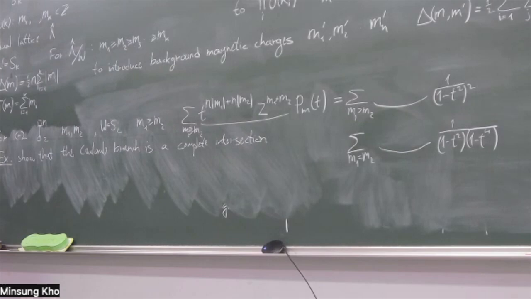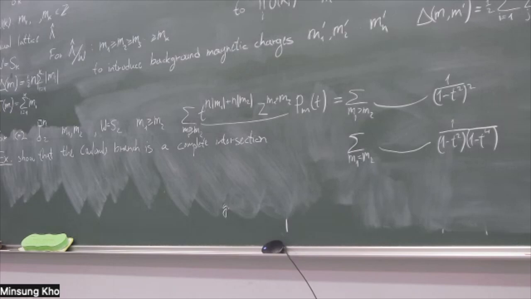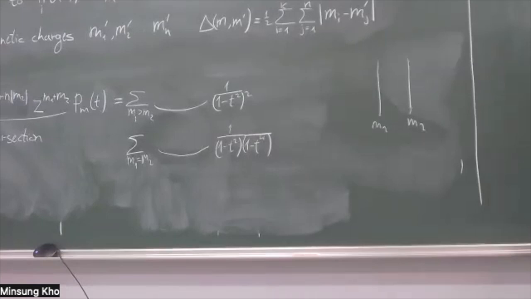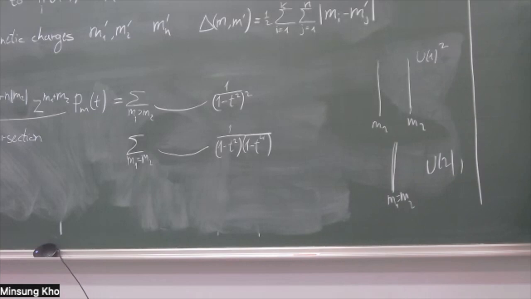So to understand this, you need to think about branes, right? Suppose that I have two branes with positions M1 and M2. What's the gauge group here? U1 squared. Sorry, U1. And what's the gauge group here? U2. And there's a plus right down here. I think that's probably a good picture, but in terms of weights, that's what we need.